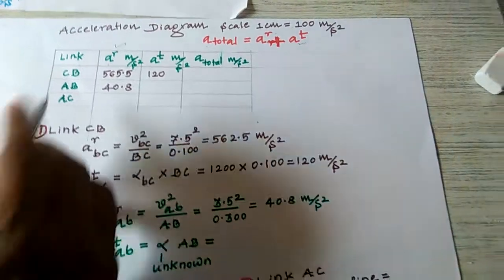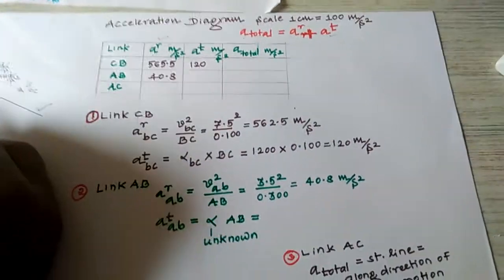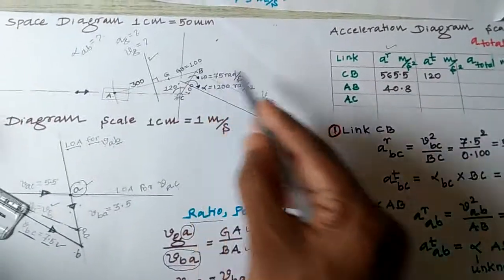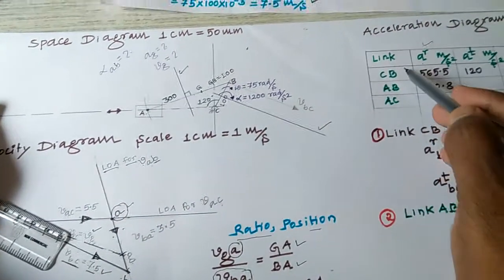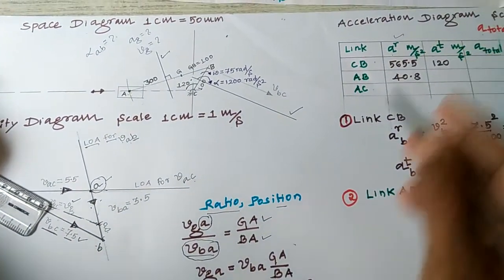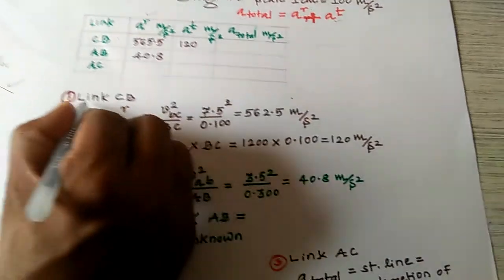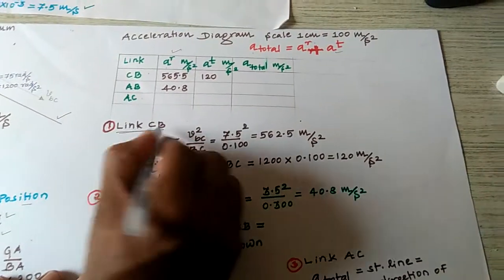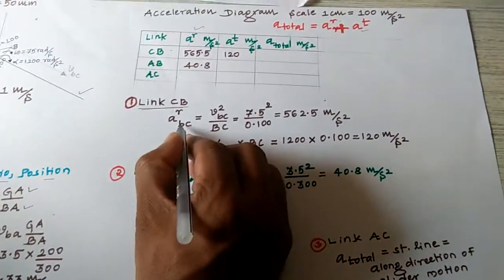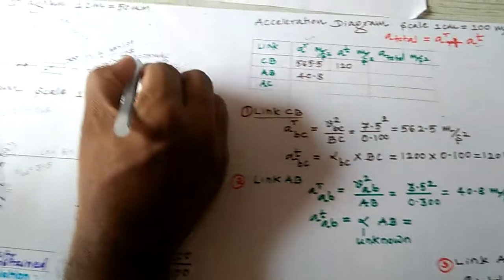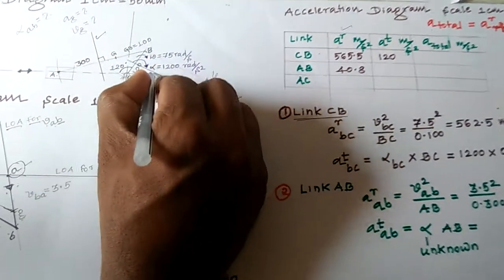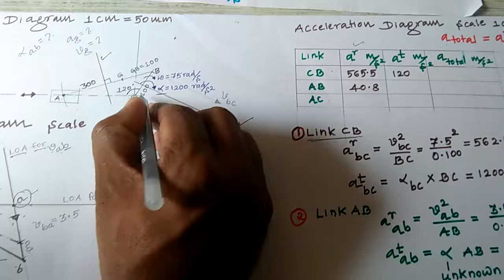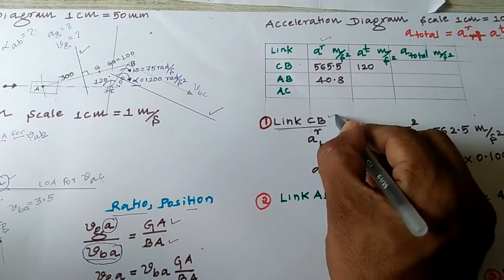Then I went for the link CB. Here I have written link CB, then link AB, then one more link AC. I have taken three links here. Then first I will go for the radial acceleration. I will go for the first link CB. In this case, they are given the angular acceleration also for link CB. First I'll go for the CB link.